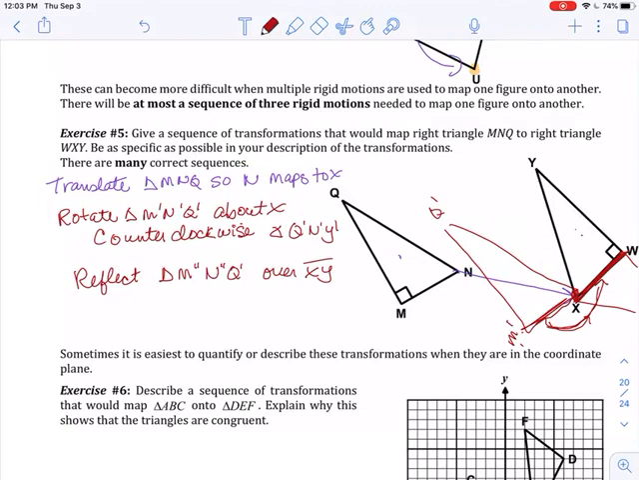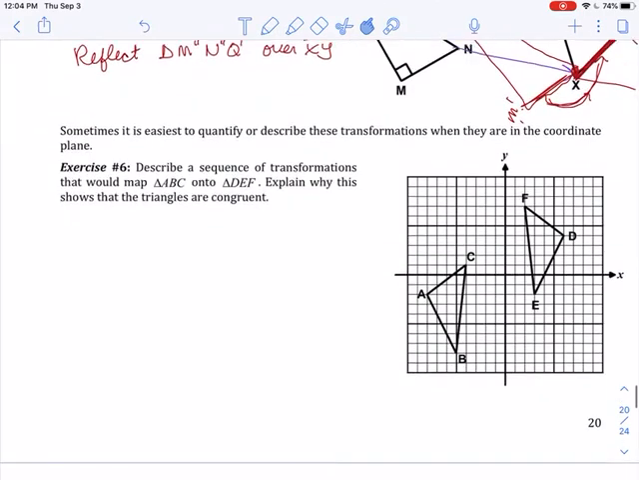So here are the steps of what you want to do if they're not touching. You want to translate it so the triangles are touching. If you can't reflect it at that point, you want to rotate it so they're sharing a side. And then once they're sharing a side, you just reflect it over that line and one would map onto the other. When it's in a graph, that's a little bit easier to do.